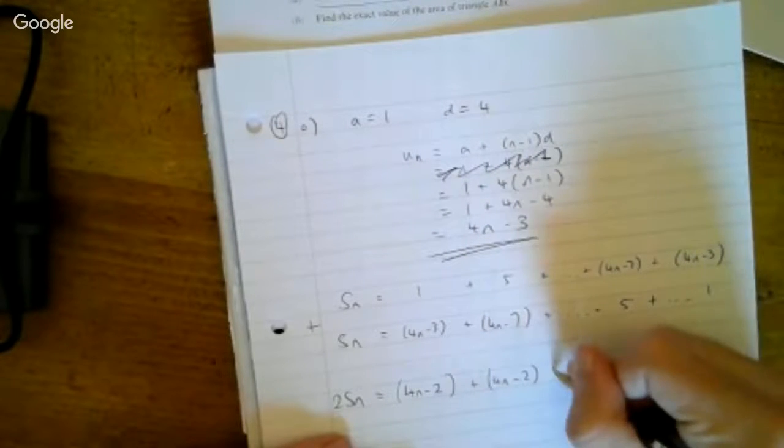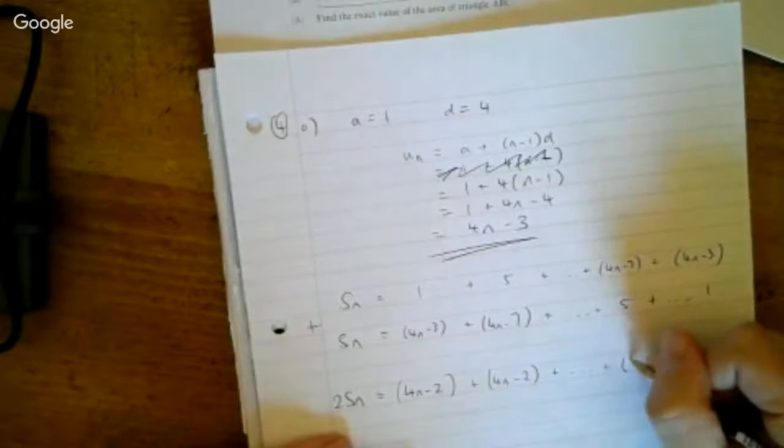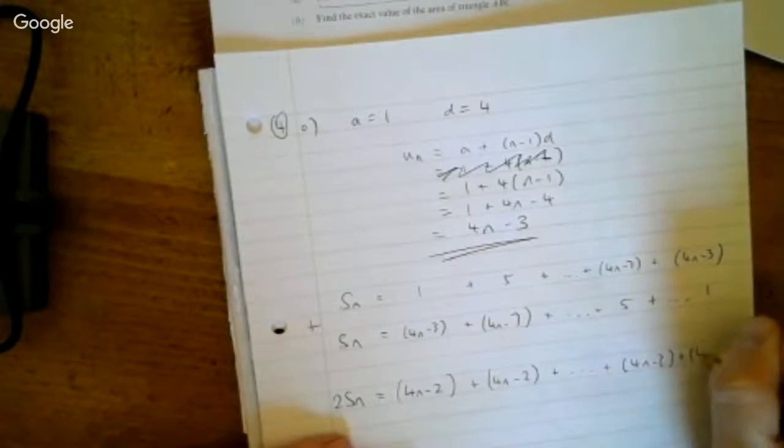Okay, now what Gauss did was he got exactly the same thing, but he wrote it in reverse. So he wrote out 4n minus 3 plus 4n minus 7 plus ... plus 5 plus 1. Okay, then he added these two together. So we've got two lots of Sn is equal to 1 plus 4n minus 3, so that becomes 4n minus 2, plus 4n minus 7 plus 5, that is also 4n minus 2, and they're always 4n minus 2 plus 4n minus 2.